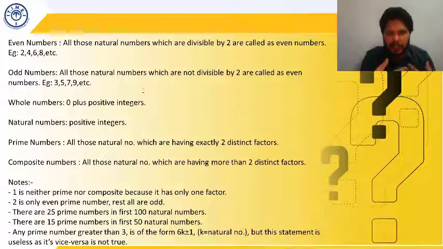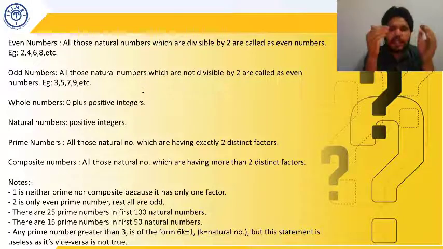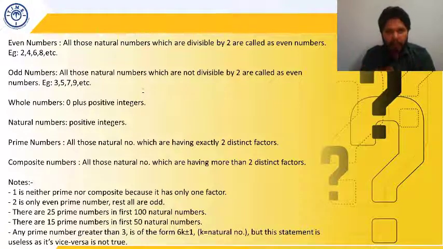So what does this statement mean? Let's get through it by example. What I am saying is any prime number greater than 3 is of the form 6k plus minus 1. So how to get it? Put k equal to 1 first. 6 into 1 plus 1 is 7, which is a prime number. 6 into 1 minus 1 is 5, which is a prime number. 6 into 2 plus 1 is 13, a prime number. 6 into 2, 12 minus 1, is 11, a prime number.